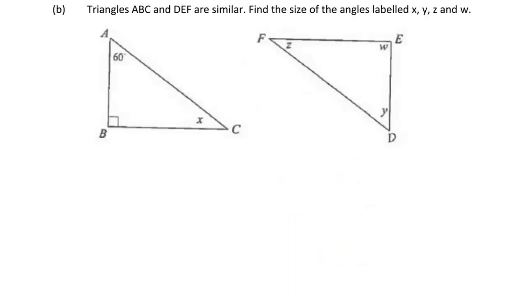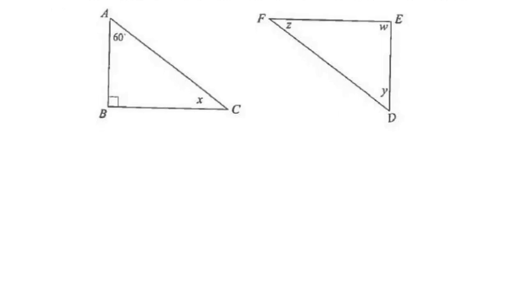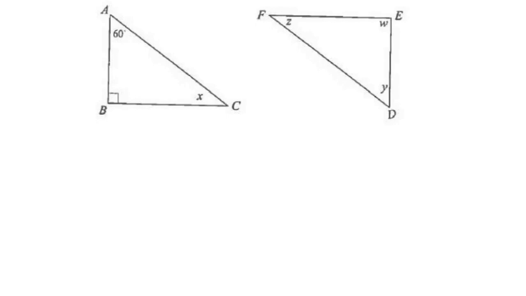For part B, triangles ABC and DEF are similar. We are supposed to find the size of the angles labeled X, Y, Z, and W. Okay, so we have to recall that the corresponding angles from similar triangles are equal. Then we say angle ABC equals to angle DEF. Angle ACB equals to angle DFE. Angle BAC equals to angle EDF.